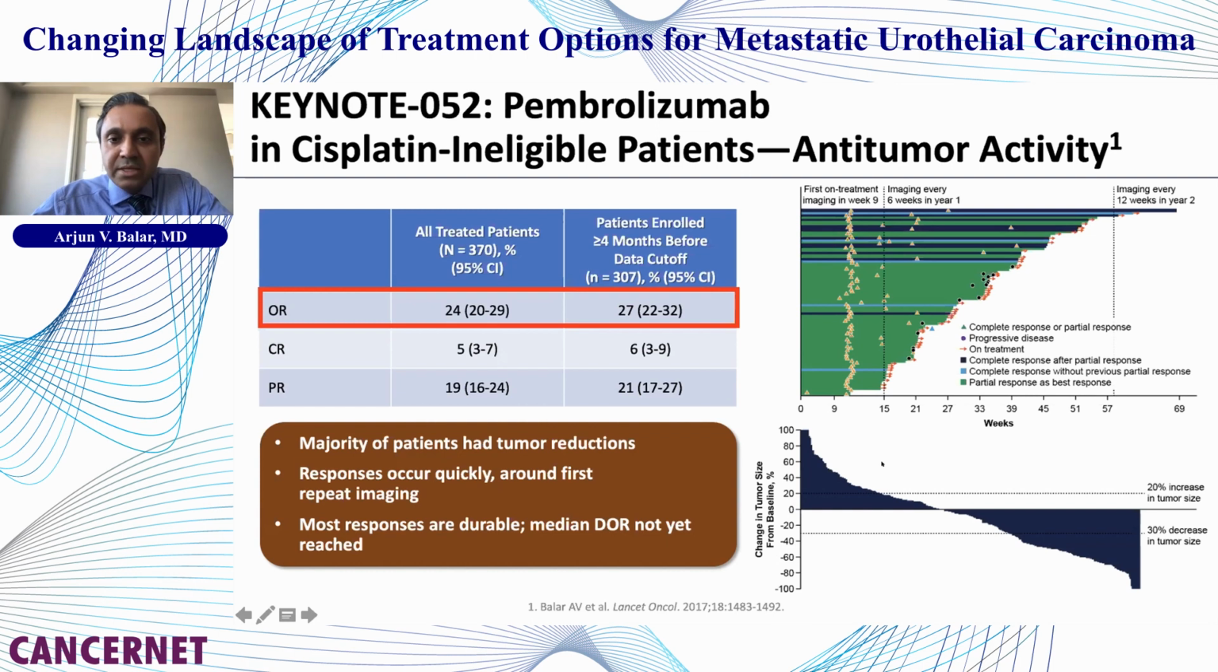And a little bit of a busy slide, but there's so many take-home points here. Number one on the right is the swim lane plot for this particular trial, very similar to what we have seen with other checkpoint inhibitors. All of these responses generally happen very early, and all of these red arrows indicate ongoing responses, which is very typical for checkpoint inhibitors.